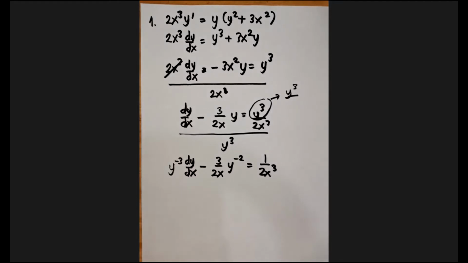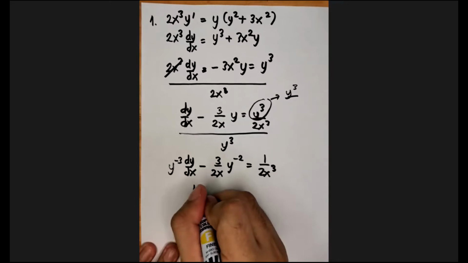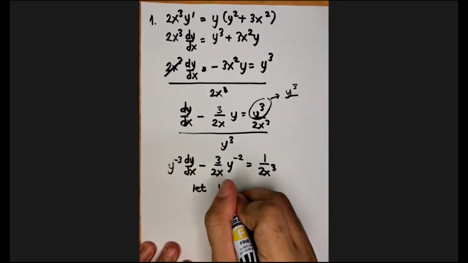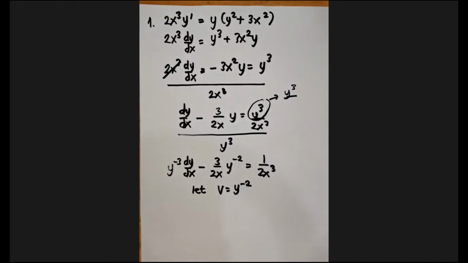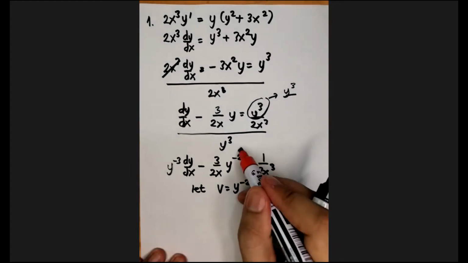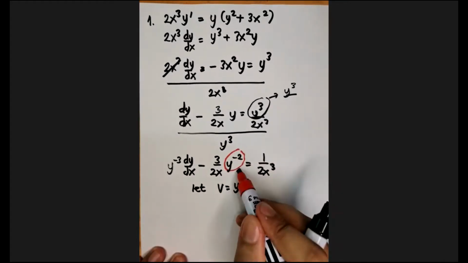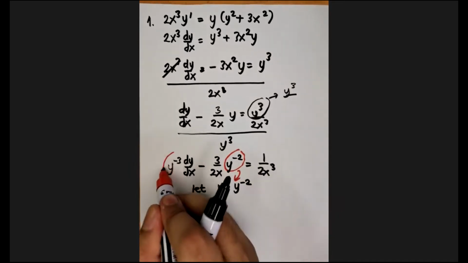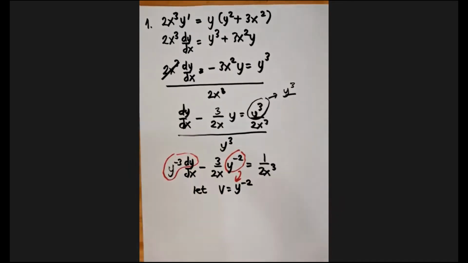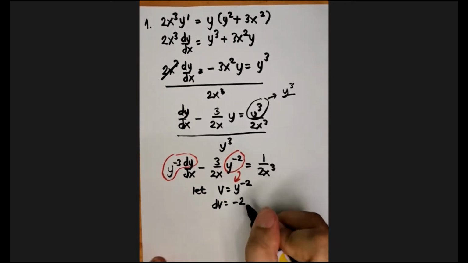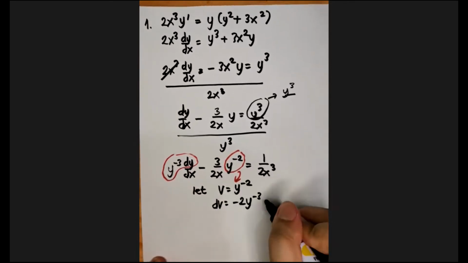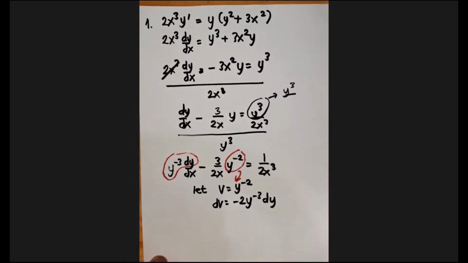Okay, now we do this substitution. Let v is equal to y raised to negative 2, which is yung nasa gitna. Tandaan ninyo yung nasa gitna dito. Ang tinatry kasi natin is eliminate natin ito. And then we derive it. So dv is equal to negative 2y raised to negative 3 dy.